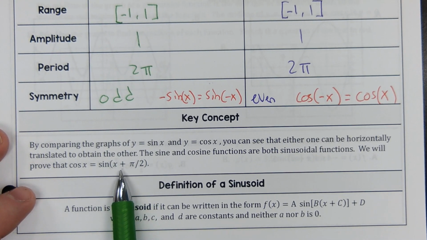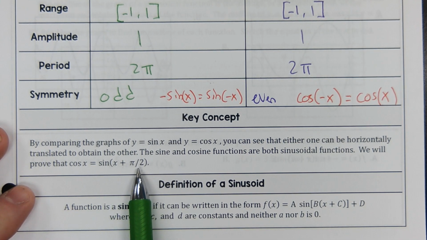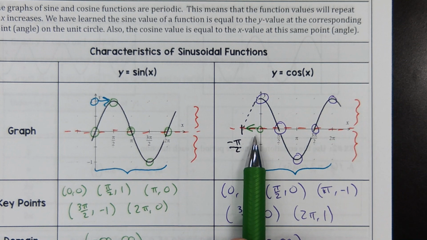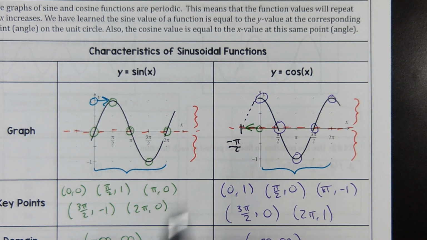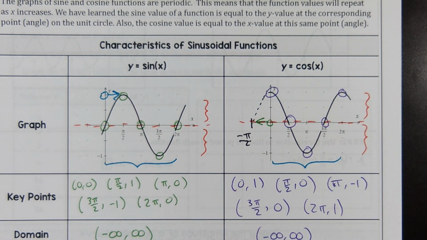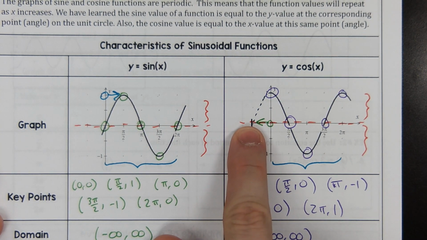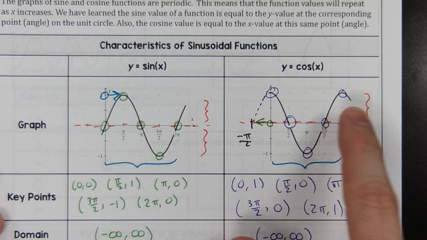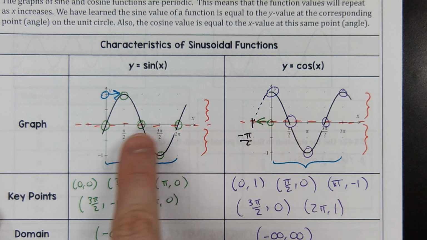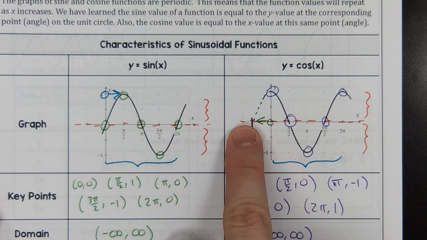This says cosine is sine shifted left pi over 2, which is what I just showed you. We're going to prove it to ourselves later on in the notes, but I think it's pretty obvious just by looking. You could see it. If you say you started here, you have a positive sine wave. It's just the positive sine wave has been shifted pi over 2 to the left of where it normally begins. How about that?